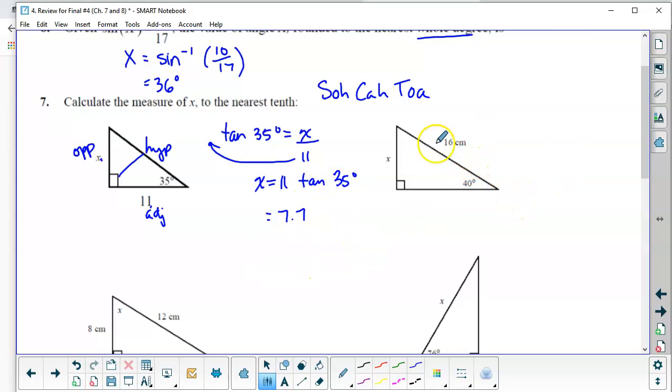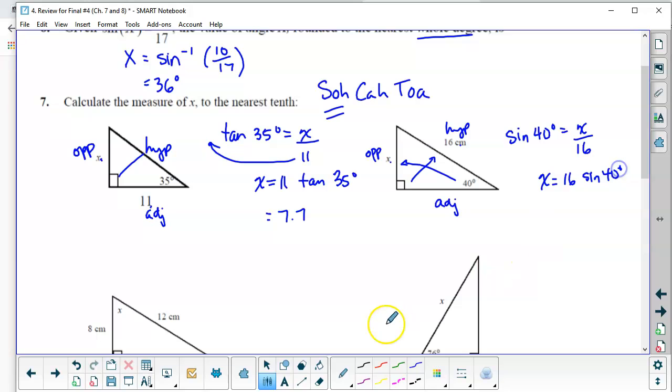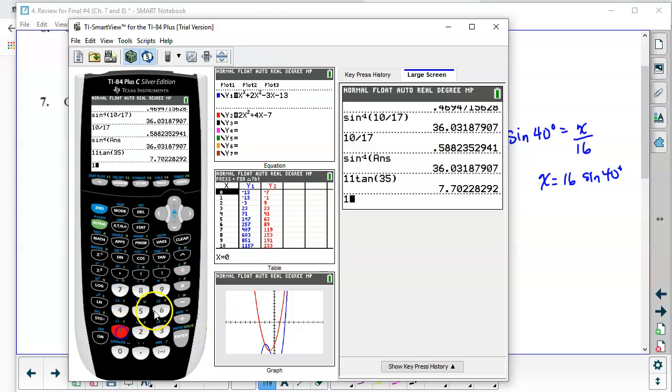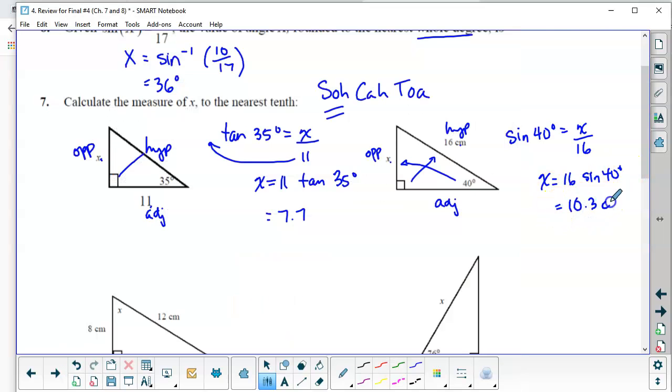Next one, label the sides. So this is the hypotenuse. It's opposite the 90 degrees. This is opposite the angle given. This would be adjacent. Okay, we want to know the opposite and we're given the hypotenuse, so that's going to be sine. So sine of 40 degrees is x over 16. To get x by itself, we multiply. Okay, so 16 sine 40, 10.3. And that is centimeters.